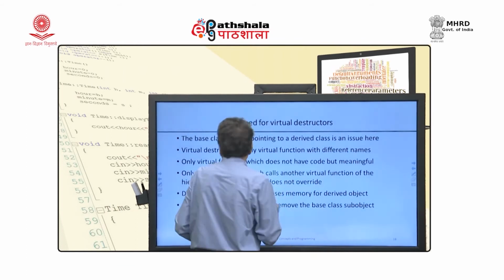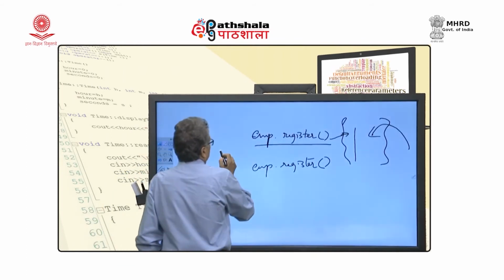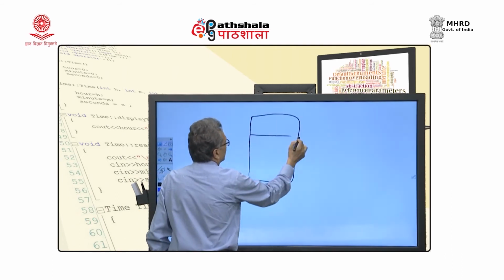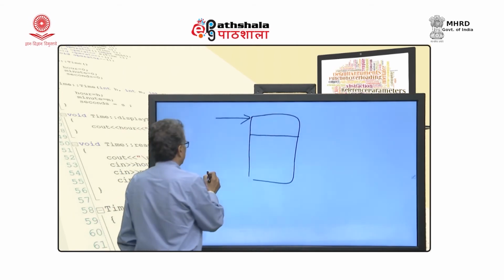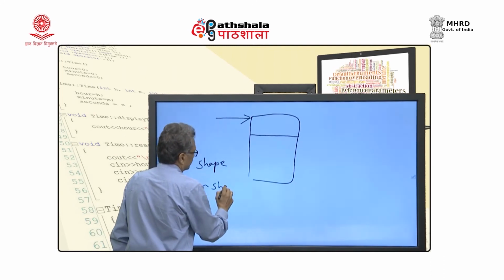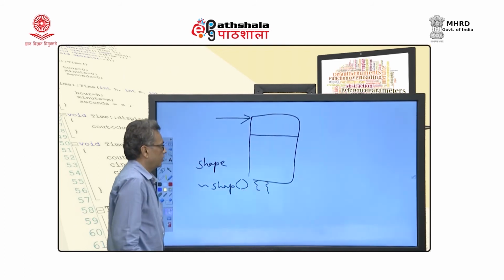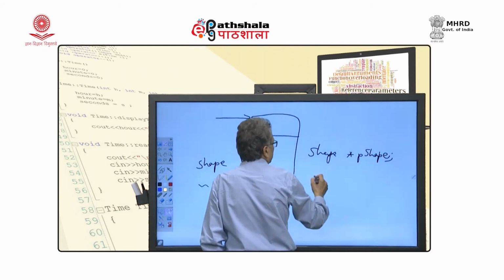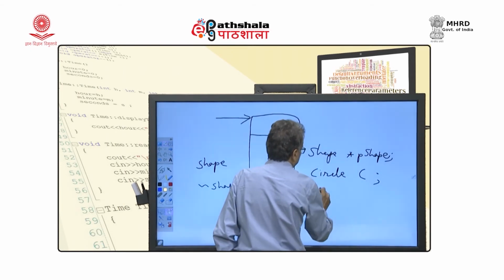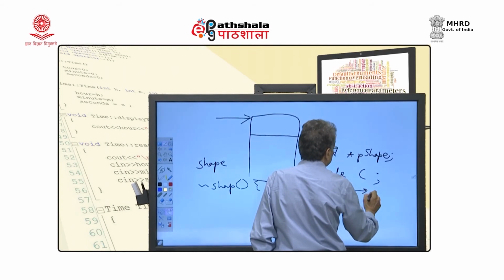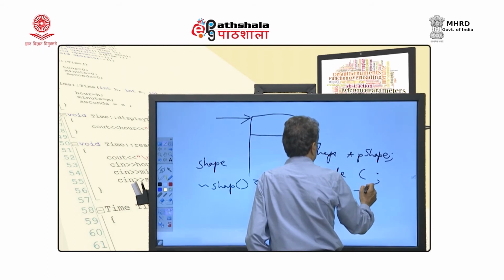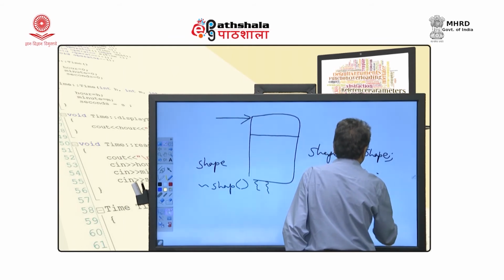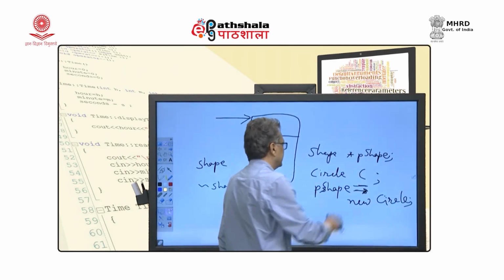What will happen if I have a case where here is my derived class and here is my base class pointer? Consider a shape case. I define shape P shape and circle C. P shape equal to new circle, or I can say P shape equal to C. Both of them will work.